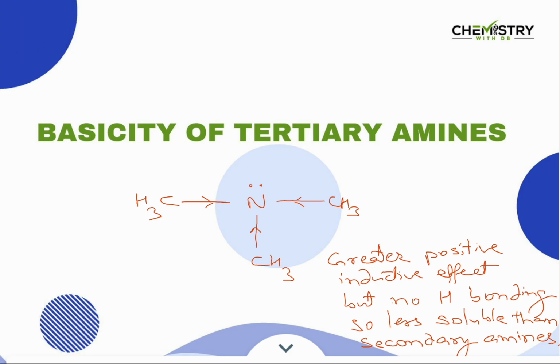Now, let's also look into a tertiary amine. We might argue that tertiary amines have 3 alkyl groups pushing electrons towards nitrogen, so there is a much greater positive inductive effect as compared to primary or secondary. But you can see that there is no hydrogen bonded to nitrogen here. No hydrogen bonding means this tertiary amine would be very little soluble in water, and that lower solubility causes it to be less basic than a secondary amine.